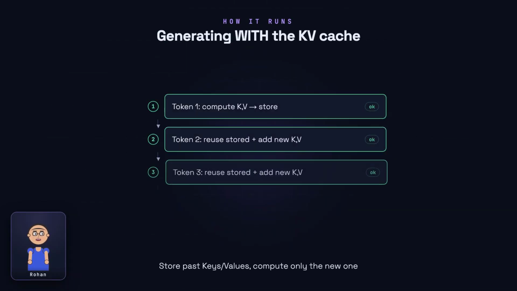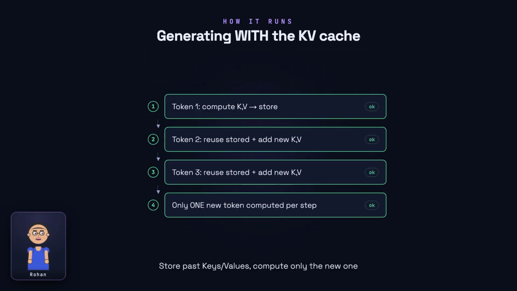The fix is the KV cache. After computing a token's key and value, the model simply saves them in memory. On the next step, it only computes the query, key and value for the one brand new token, then reuses everything stored. So instead of redoing the whole history each step, it does a tiny bit of new work and looks up the rest. This is why generation stays fast token after token.